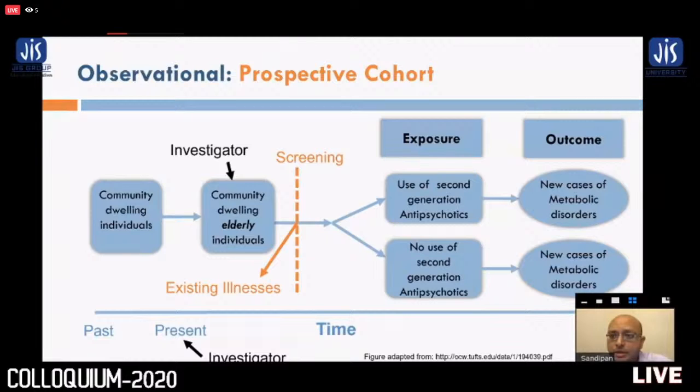Now, the question is, can we mitigate this bias, right? So let's first see what is a bias. So bias is defined as a risk of systematic error or deviation from the truth in results or inference.